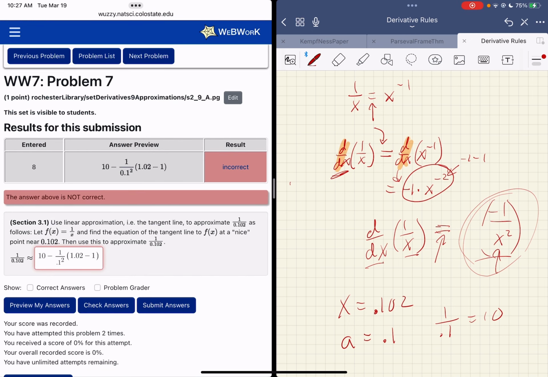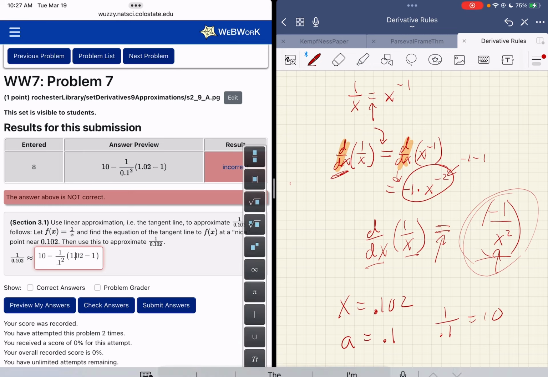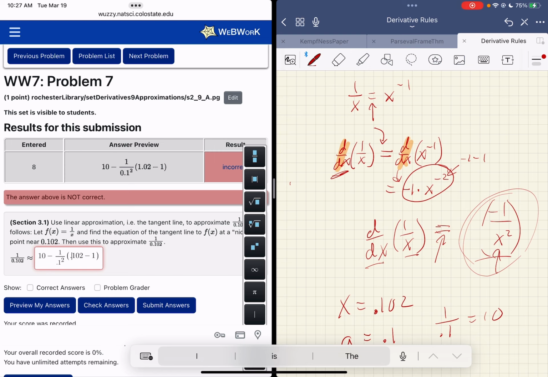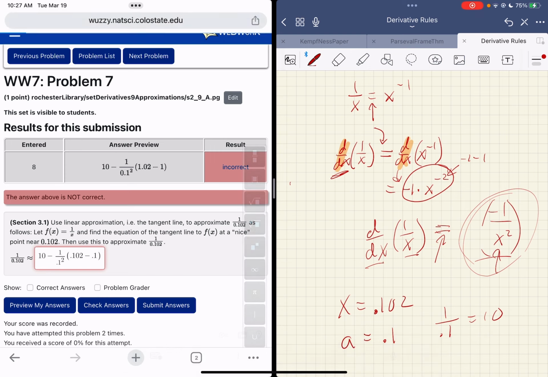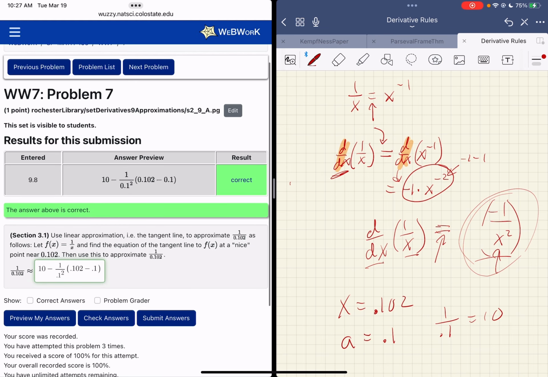That all should have worked. I don't know why it doesn't like it. One sec. Let's see. Nice approximation, 0.02. Oh, right, because I have the wrong... Right, sorry, this is my x value. This is my a value. There we go. Okay, nice.